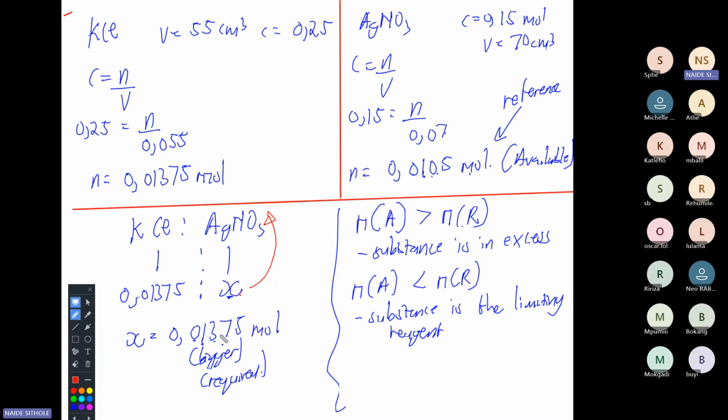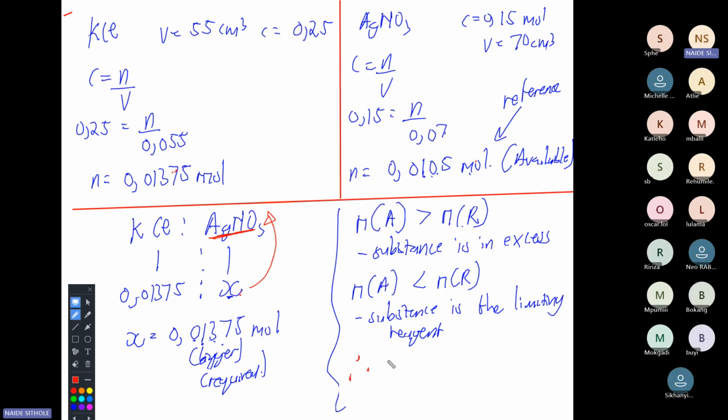So I can't take this number and compare it to that one. I must take this number and compare it to this one. Now I can see that the required is bigger than the available, or the available is smaller than the required. Therefore, my conclusion is: AgNO3 is the limiting reagent. It's like that.